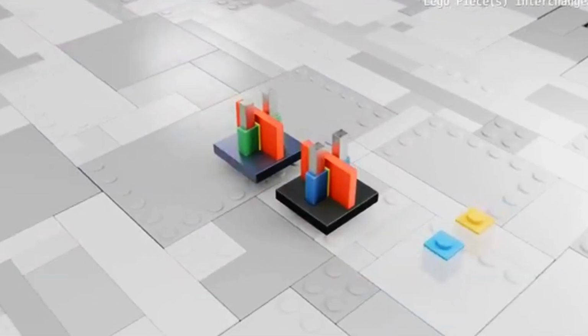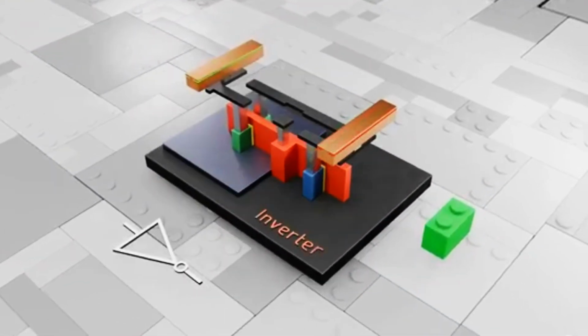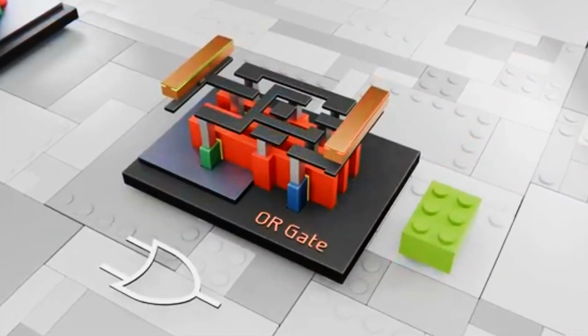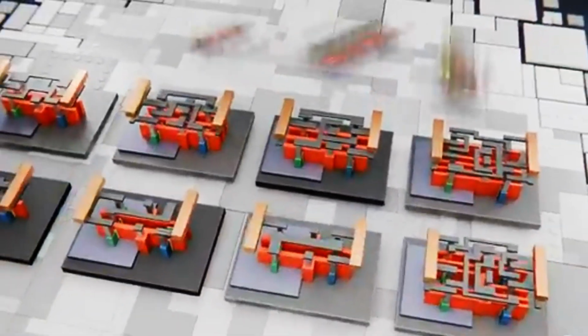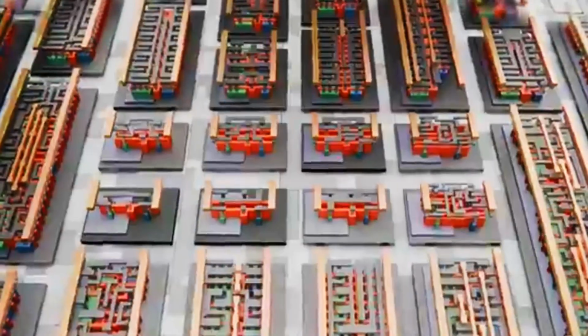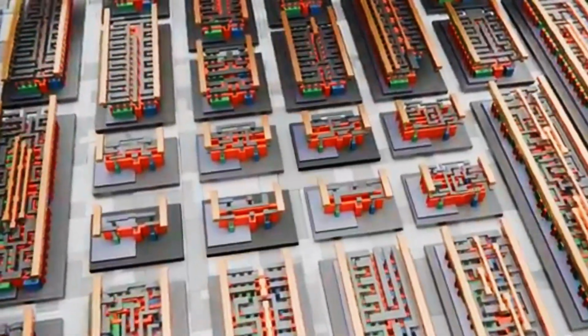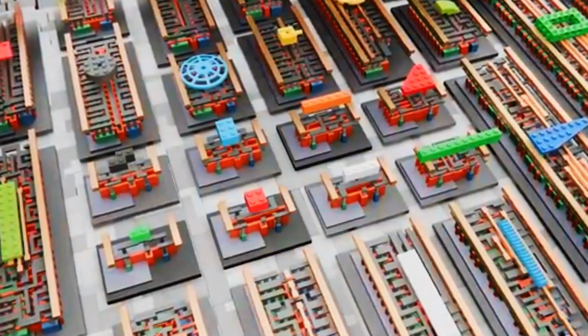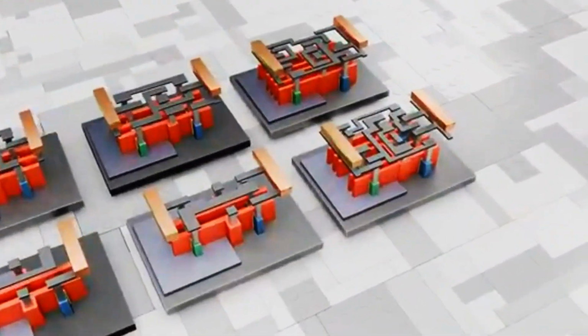For example, 2 transistors connected together form an inverter standard cell, 4 transistors connected together form a NAND gate, and 6 transistors form an OR gate. There are many other standard cells built by connecting transistors together, and similarly, there are a wide range of Lego pieces with varying numbers of studs and shapes.